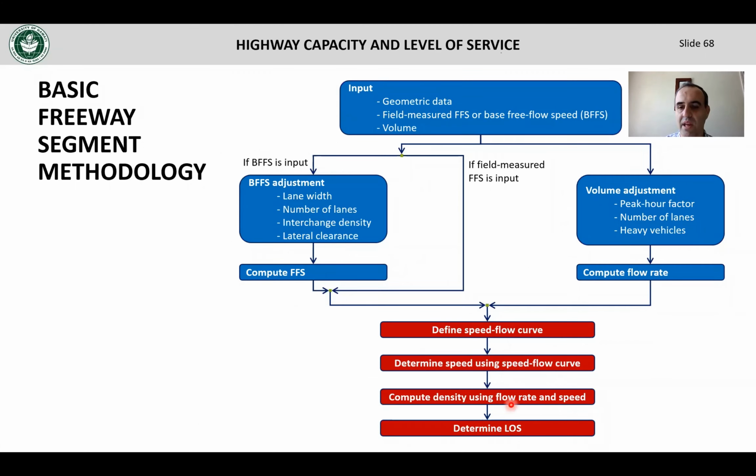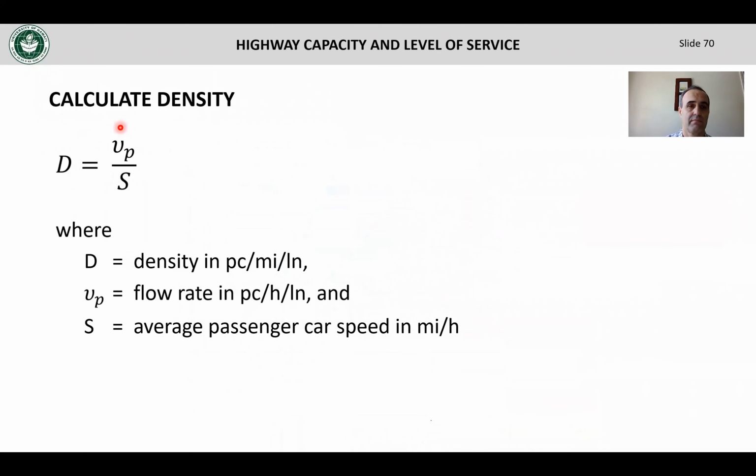Then it says compute the density using the flow rate and speed. That's nothing more than we take the flow rate, that is a value that we already determined, and we divide by the speed we just determined in the previous step, and that gives us a density.